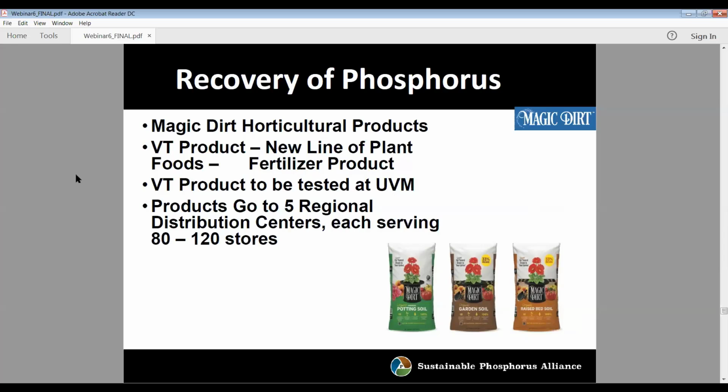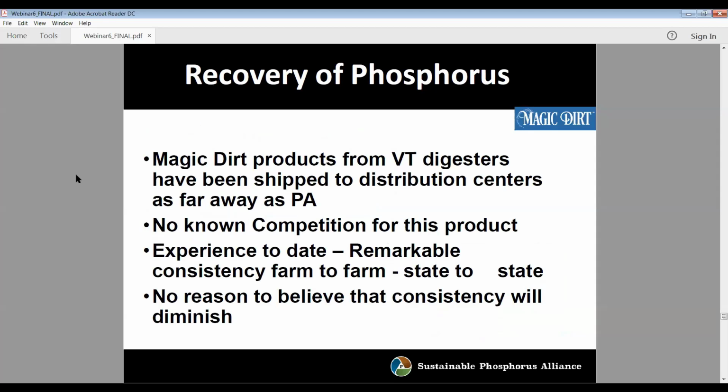of this material. The products currently, the primary solids, currently go to 5 regional distribution centers, each serving about 80 to 120 stores, and they are distributed nationwide throughout the Walmart chain. Right. Magic Dirt products from Vermont digesters, they're currently being collected from 3 digesters in the state, have been shipped to distribution centers in Pennsylvania.